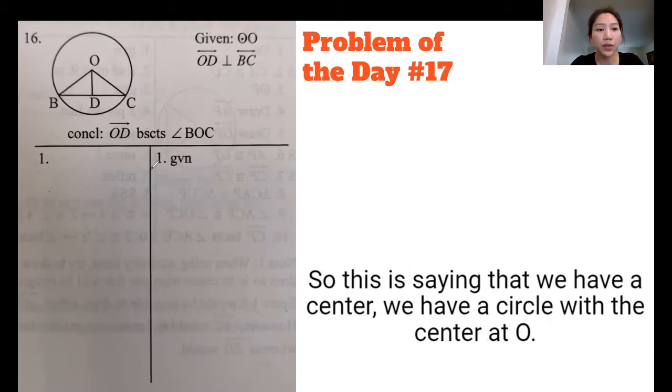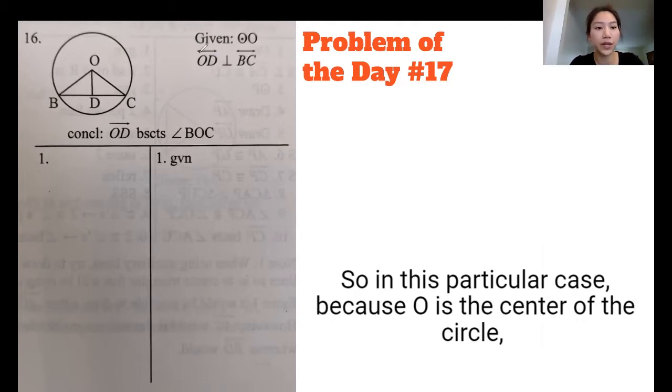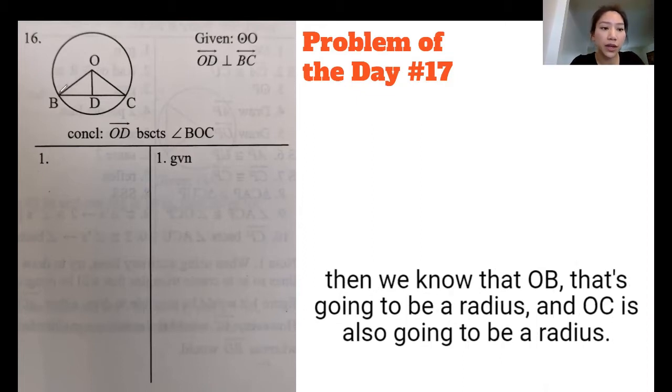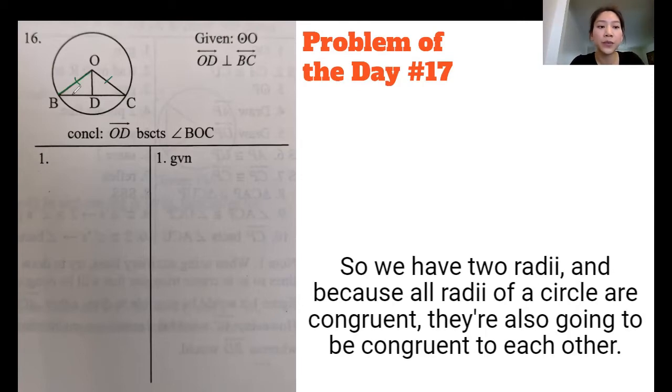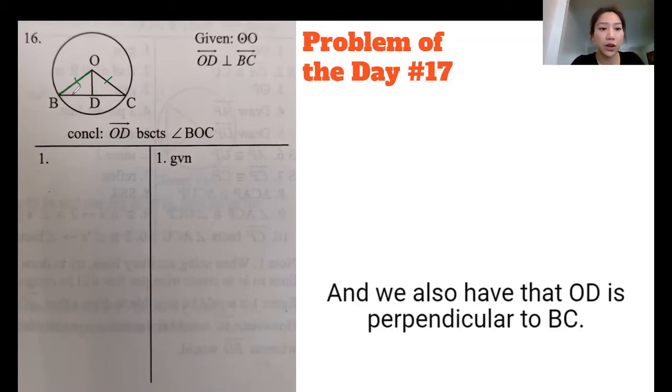Okay, so this is saying that we have a circle with a center at O. Remember, usually when they give you a circle with a center somewhere, we want to look for radii. In this particular case, because O is the center of the circle, we know that OB is going to be a radius, and OC is also going to be a radius. So we have two radii, and because all radii of a circle are congruent, they're also going to be congruent to each other. And we also have that OD is perpendicular to BC.